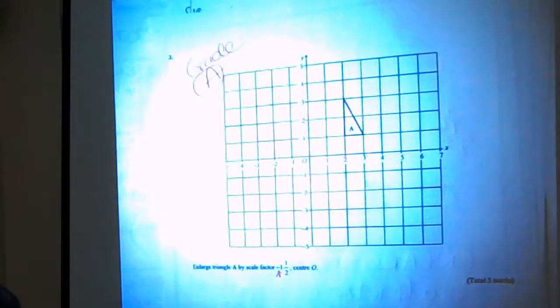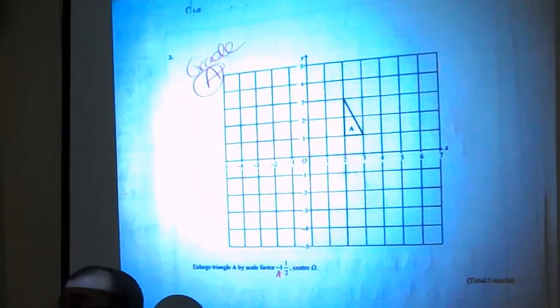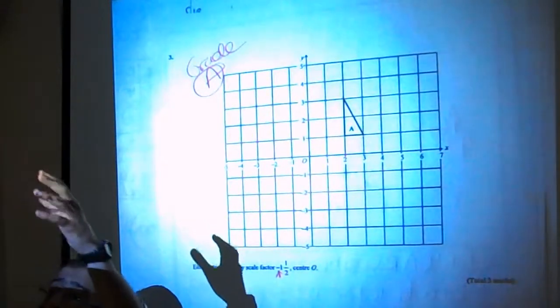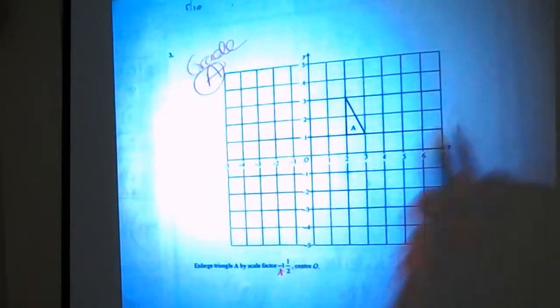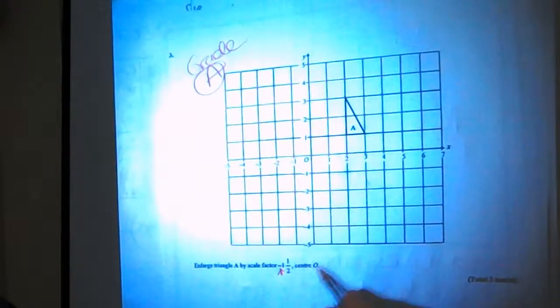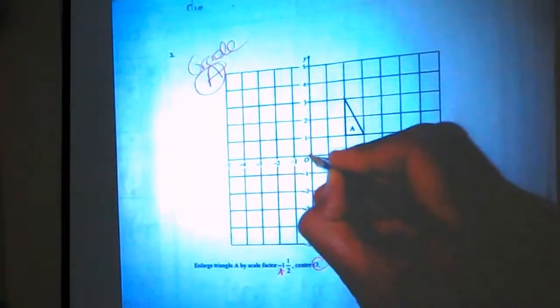Okay, what does the minus mean? The minus means it's a negative enlargement, which means rather than the shape being in front of the shape, it will be behind the shape on this side and it will be upside down. So let's have a look. It goes scale factor of -1.5, center 0. Put a dot for the center.